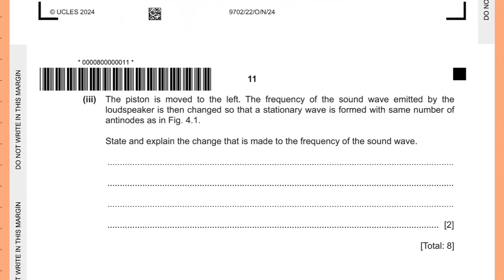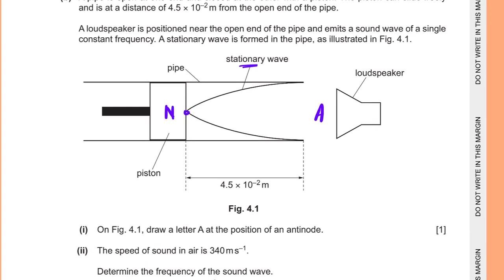The piston is moved to the left. The frequency of the sound wave emitted by the loudspeaker is then changed so that a stationary wave is formed with the same number of antinodes as in 4.1. State and explain the change that is made to the frequency of the sound wave. So basically, we're talking about the first harmonic still, which is that if this is now moved to the left, so you have an increased length here, right? So the wave forming would probably be something like this. So like this, right?